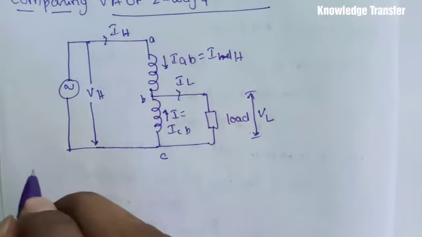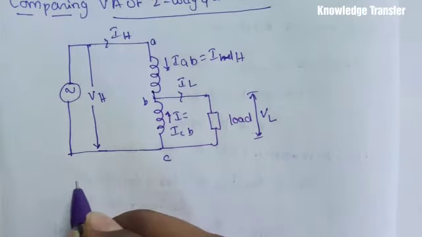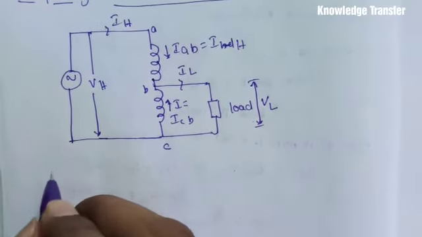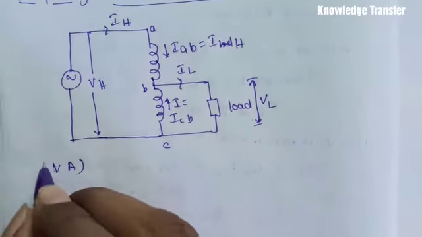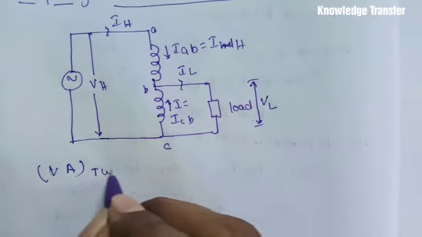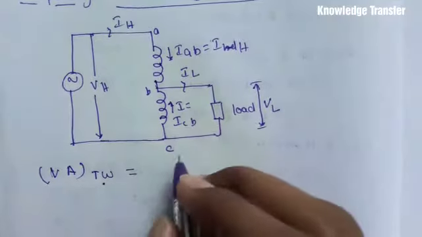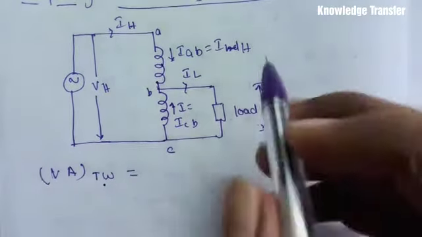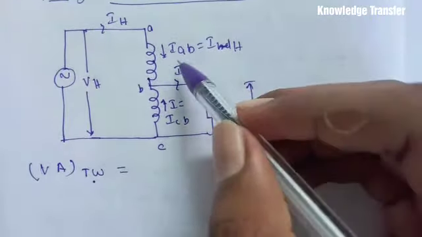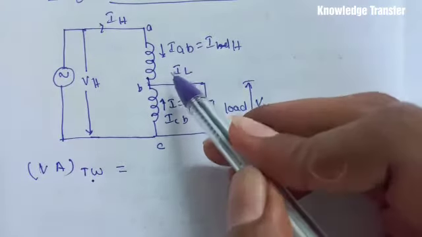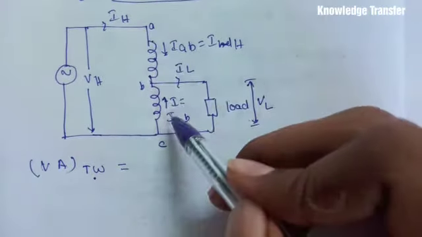Volt ampere means voltage into current only. Let us consider the volt ampere rating of the two winding transformer. TW means two winding transformer. For the volt ampere rating of the two winding transformer, we consider the voltage applied to each winding. This is one winding, and this is the other winding.